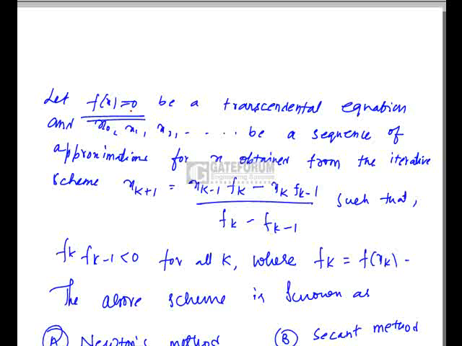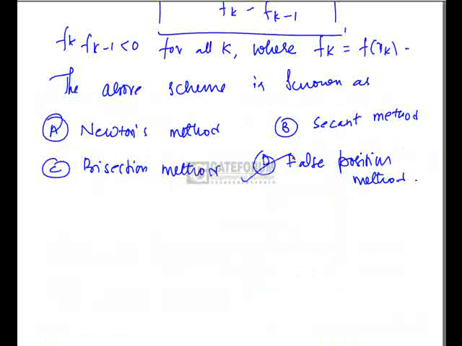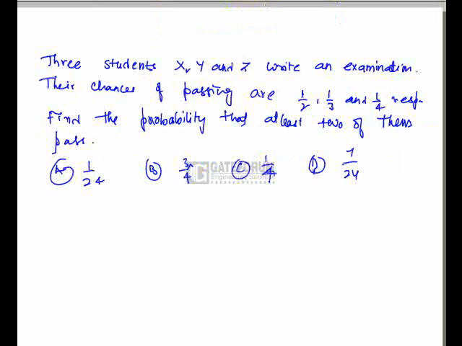Now, he is asking this scheme is known as what? Clearly, it is nothing but the false position method. That is option D.